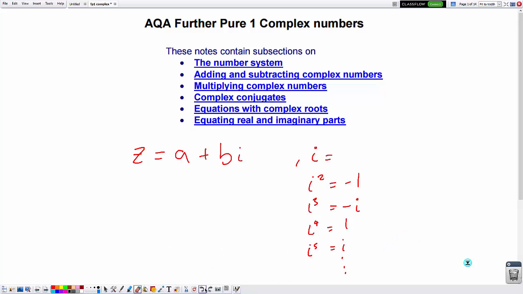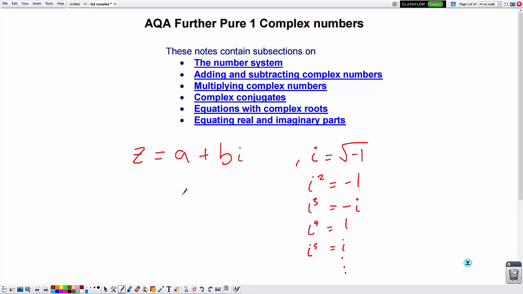All right, so one more thing. These a and b don't have to be whole numbers. These are just any real number. So it could be, for example, pi plus √2 i. And by the way, this includes all the numbers you know already.